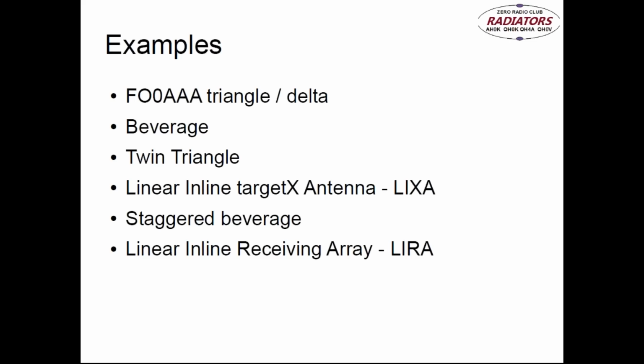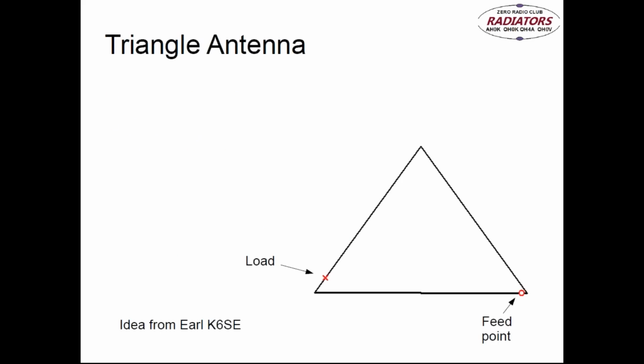Then we're going to look at least 2 or 3 beverages, twin triangle. Then we are going to look at something new to everybody, like linear inline target X antenna. What that is, I will reveal shortly after the break. And then there's staggered beverage, which is currently the benchmark antenna. And then we have a newcomer, linear inline receiving array. What that LIRA is, it's going to be exciting. So let's go through the first example and then have a break there.